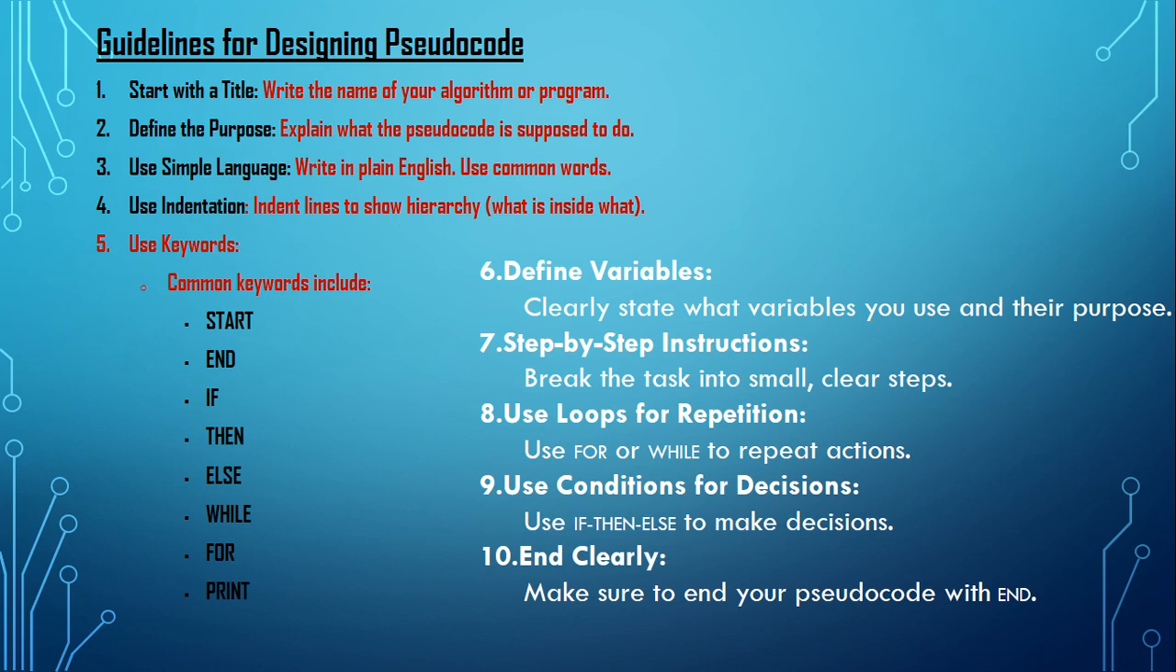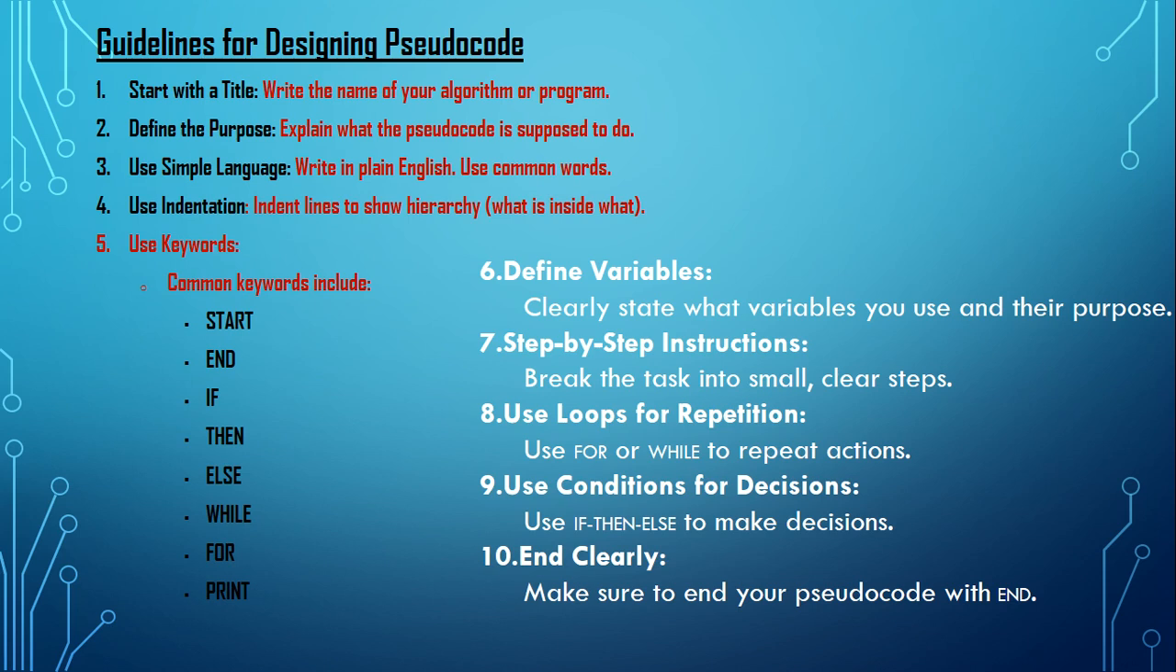The common words used in pseudocode include the word start. A pseudocode must start with the word start and end with stop or end. You can also use begin, end, or stop and start. Sometimes you may use the words if, then, else, while, for, print. Later on in other slides, you'll understand what I'm talking about.